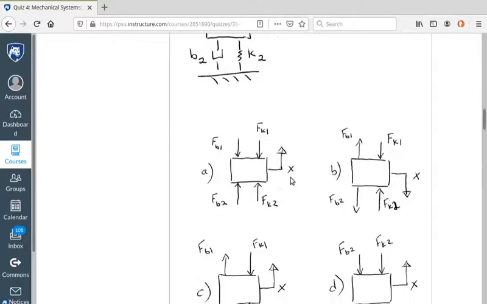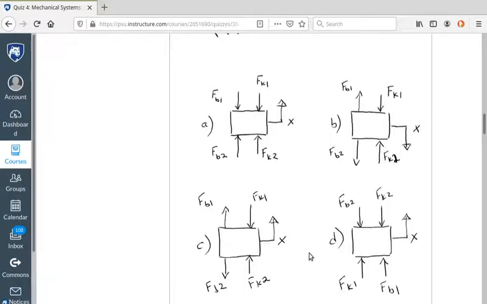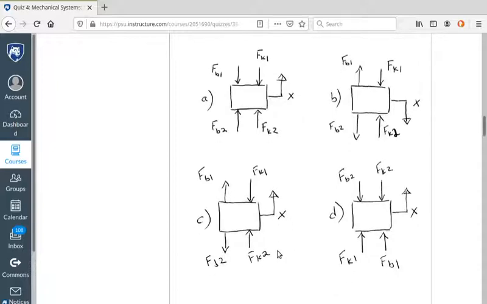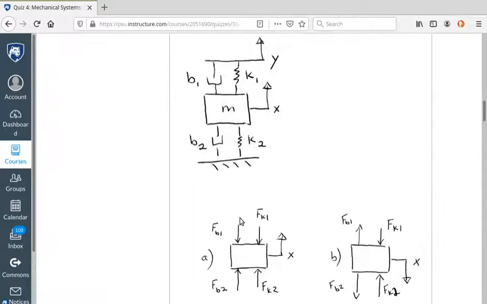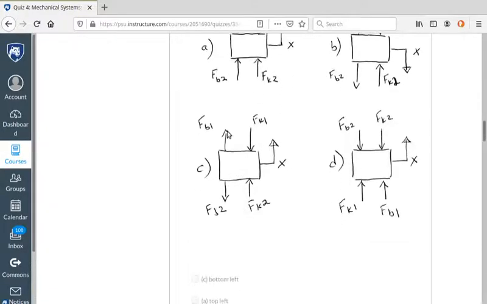That's no good. As I look at C, it looks pretty good. Everything looks fine here. X is in the positive direction. That's fine. We're allowed to reverse the arrows here, but we are not allowed to reverse the coordinate system.